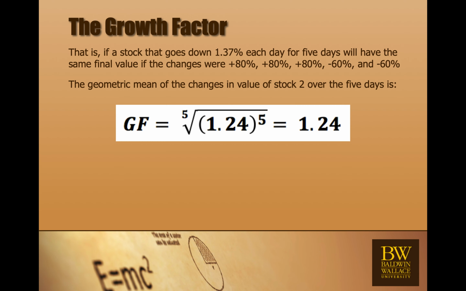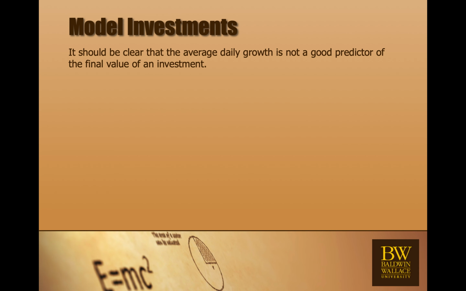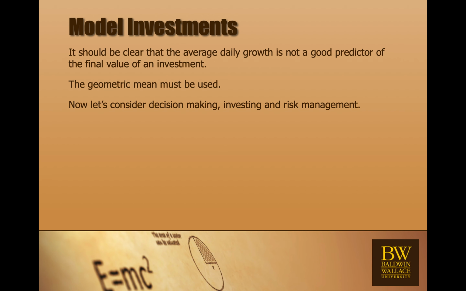Now, if you look at stock 2, the geometric mean is, of course, 1.24. The fifth root of 1.24 to the fifth is 1.24. So if it does the same thing every day, the geometric mean is the same as the arithmetic mean. So raising the growth factor to the fifth power gives you the final bankroll. So the point here is that the average daily growth is not a good predictor. The geometric mean must be used.